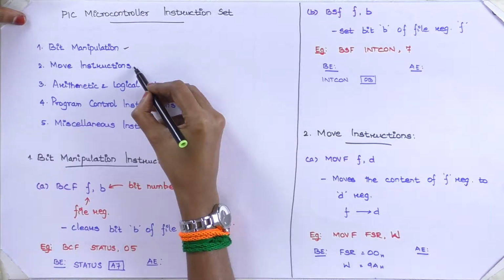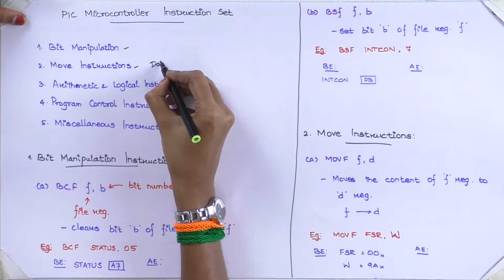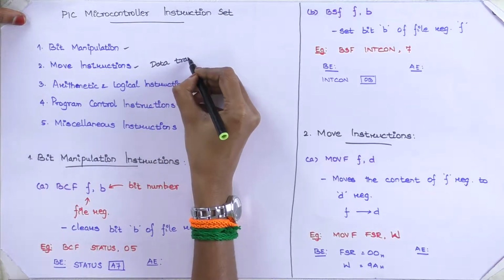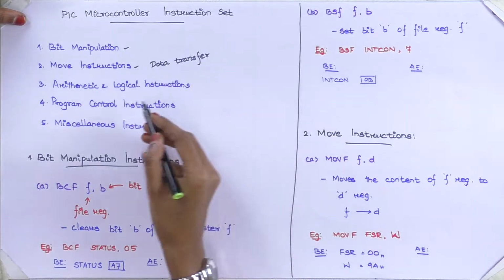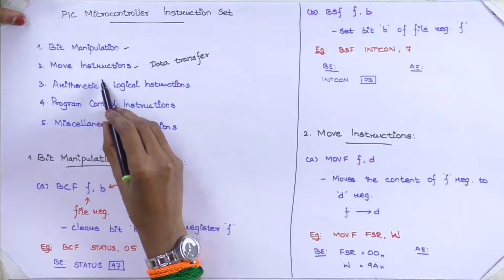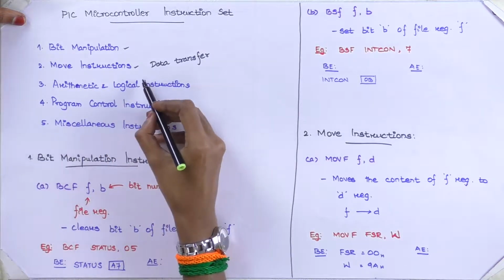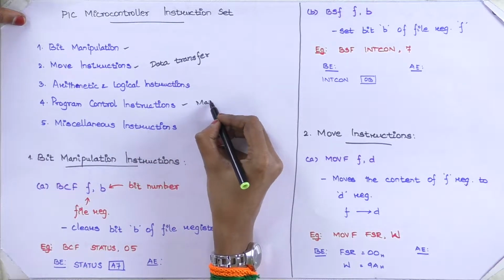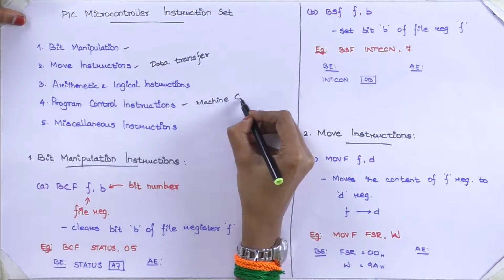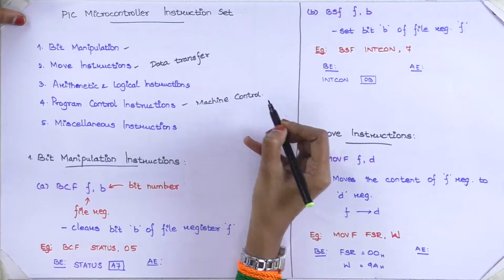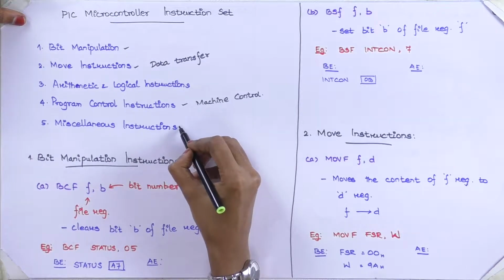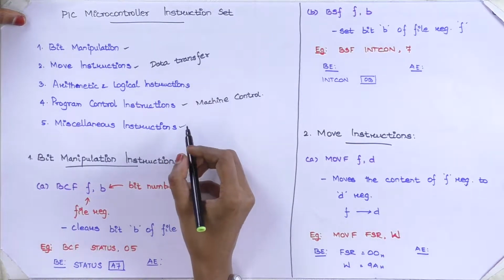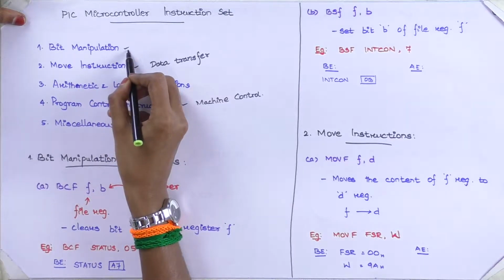Fine. So the instruction sets of PIC microcontroller are, first thing is bit manipulation instructions, then move instructions, which is nothing but your data transfer instruction that we see in 85 and 86. Then arithmetic and logical operations for addition, subtraction, and then for logical AND, OR, XOR. Then the program control instructions, nothing but your machine control instructions. Okay. So other than these types of instructions, some special instructions are also there, which fall under miscellaneous instructions. Fine. So first we will see about bit manipulation instructions.